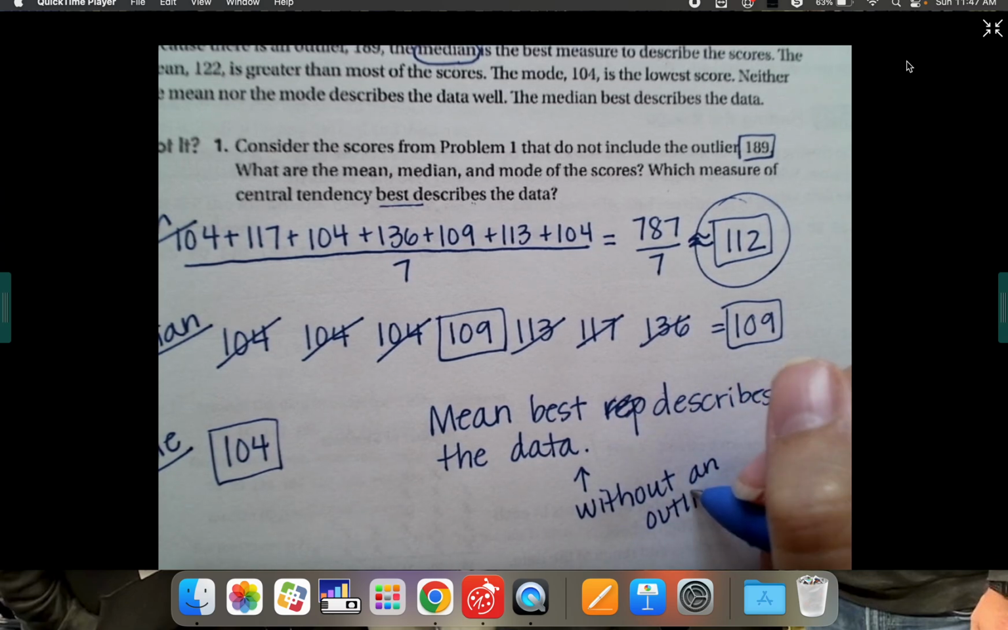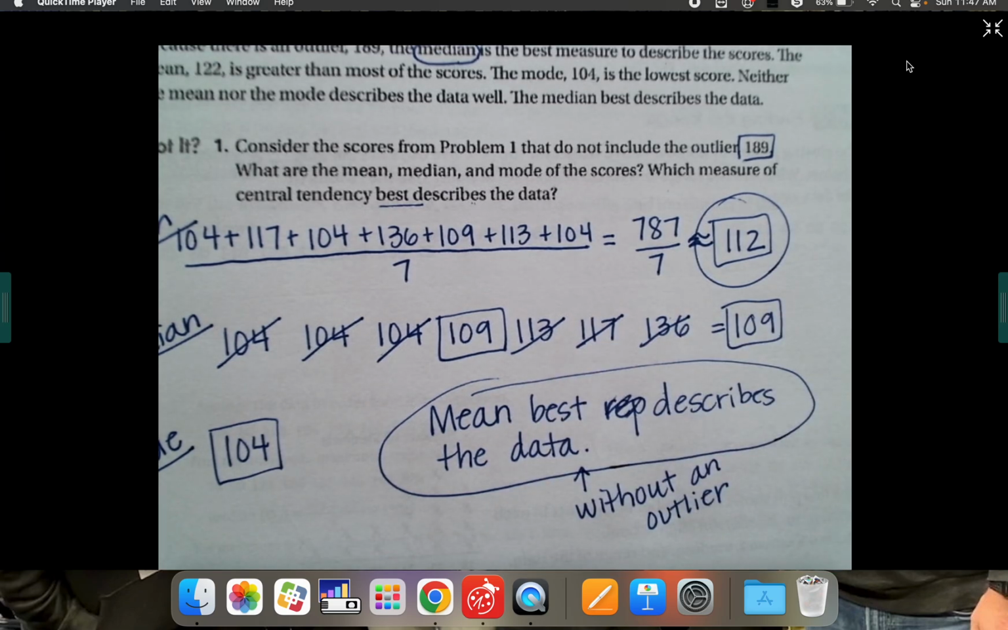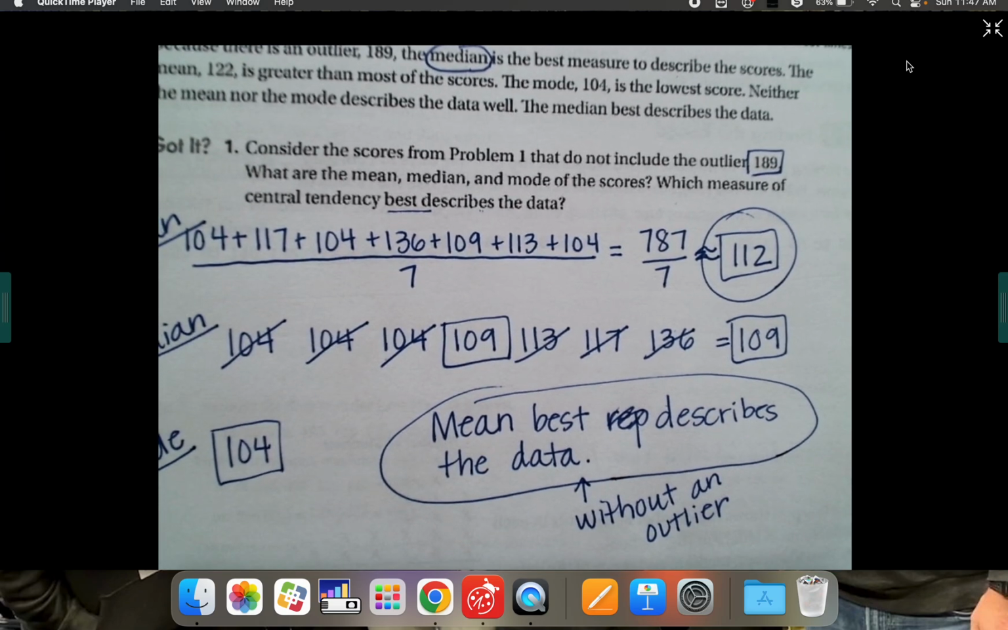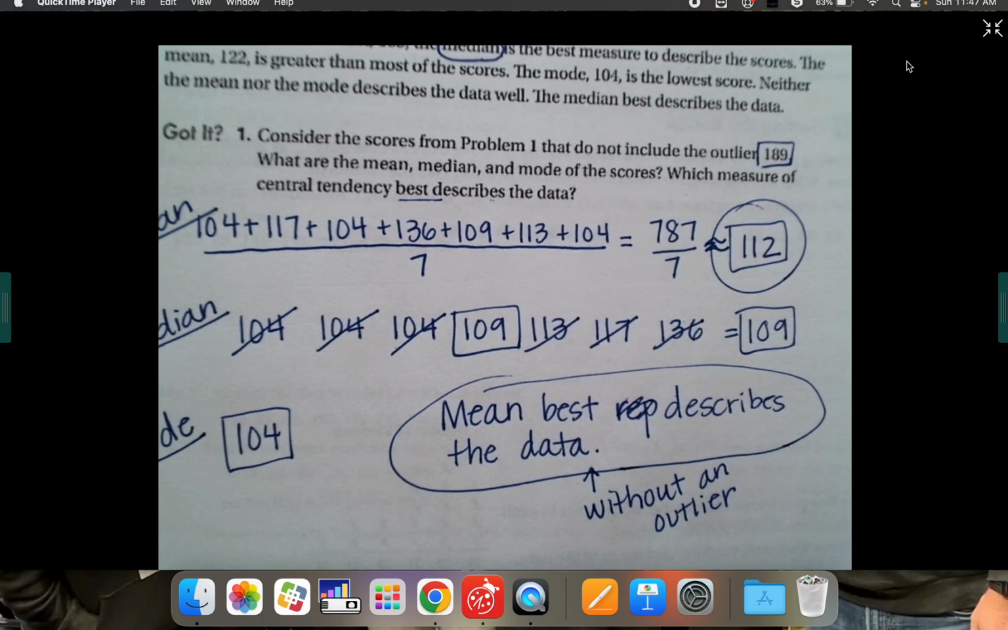So remember, if it has an outlier, the mean is not going to be good. The median would be better. If it has an outlier, you're going to go with the median. If it does not, go with the mean.